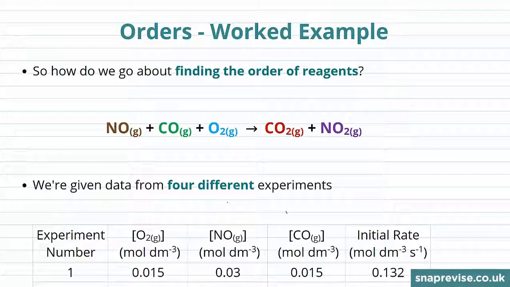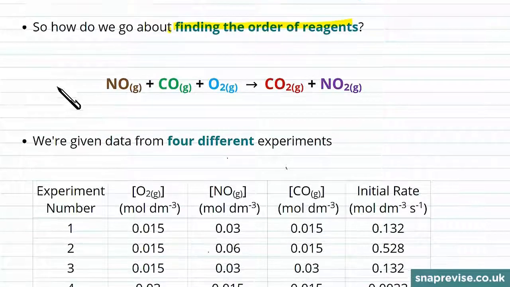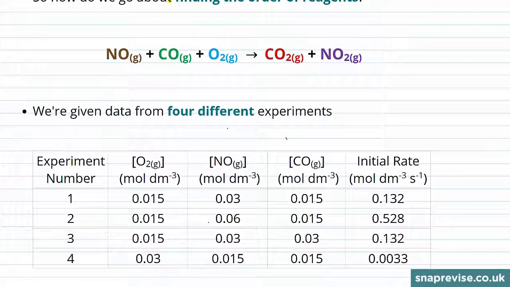So now, finally in this video, we're going to look at an example of calculating orders from experimental data, because this is something you will often have to do. How would you go about finding the orders of particular reagents? Let's think about this by considering the example given here.